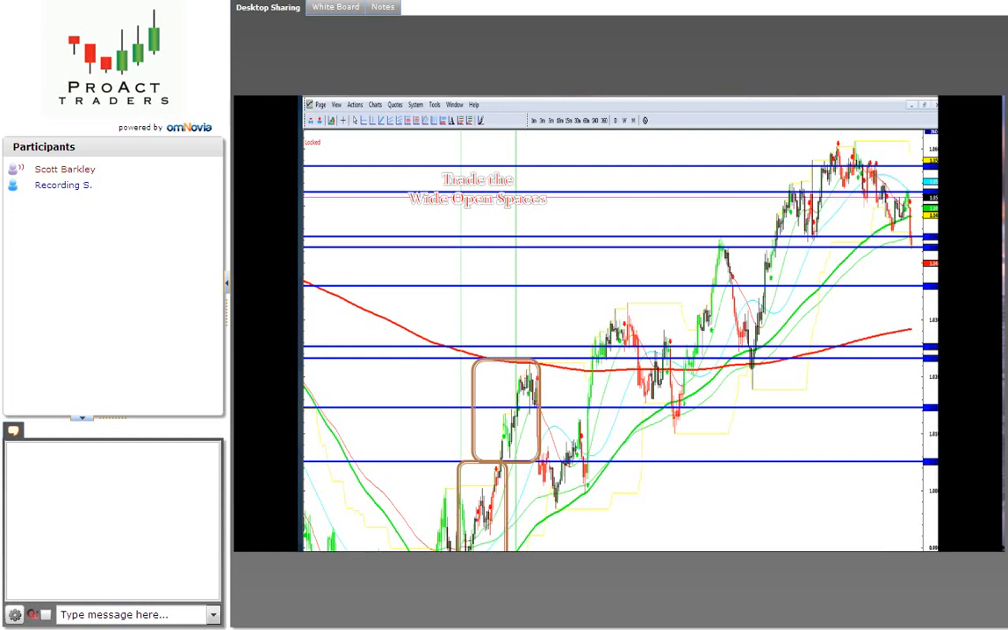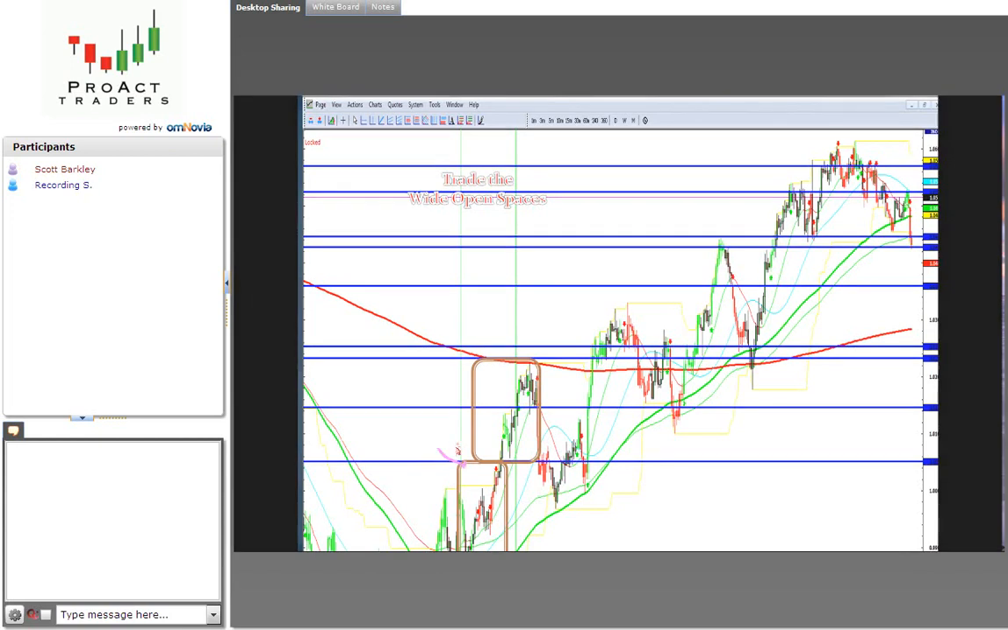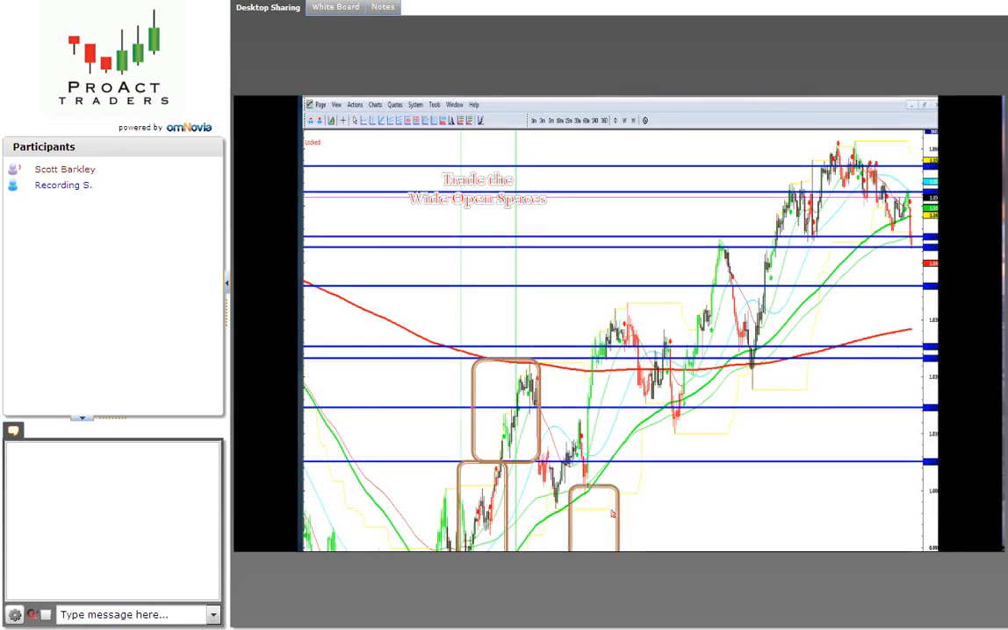Now, here's the interesting thing. Once they have taken out a target, they are no longer targets. They are maybe barriers, but our next target is going to be this line right here. And notice what the market did. Once they correct, they go right up to that target. There's a great opportunity right there.